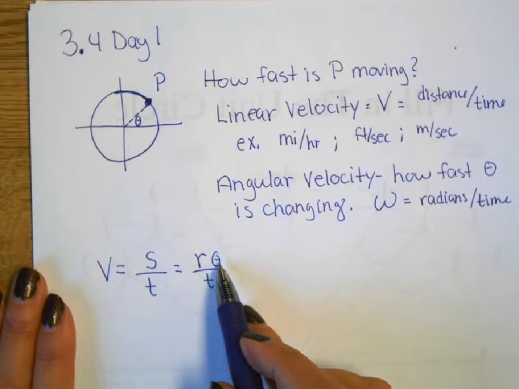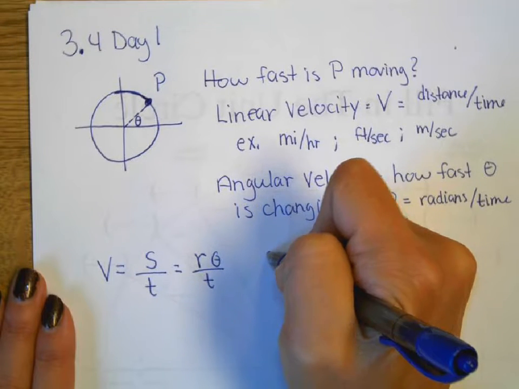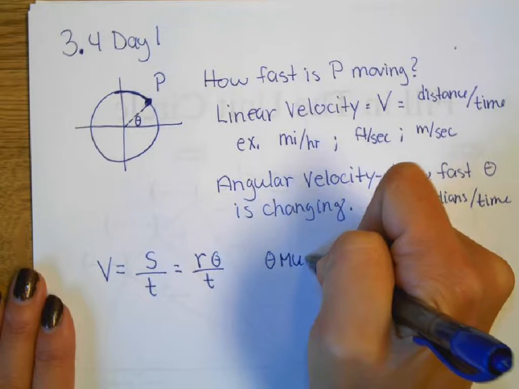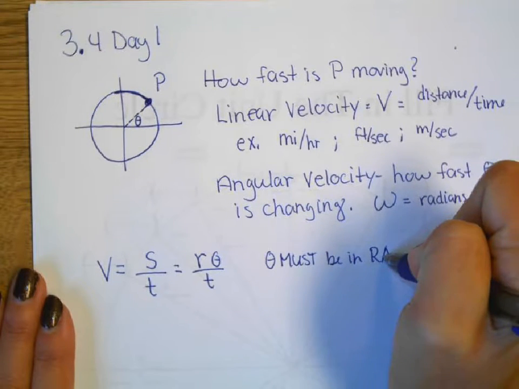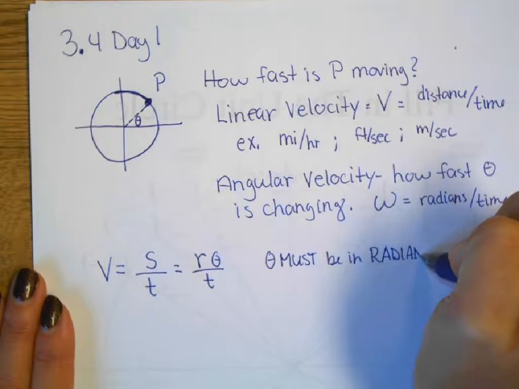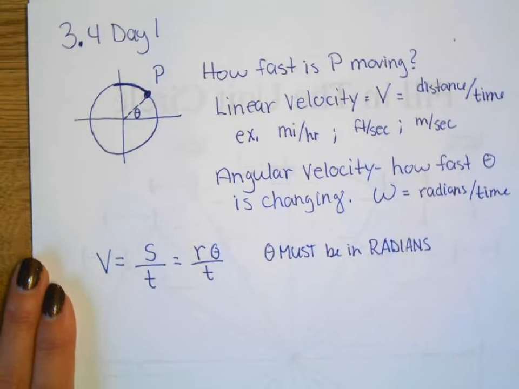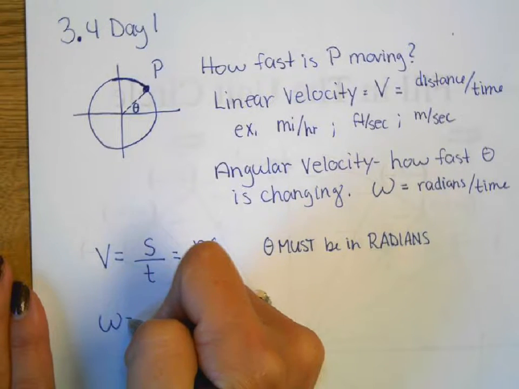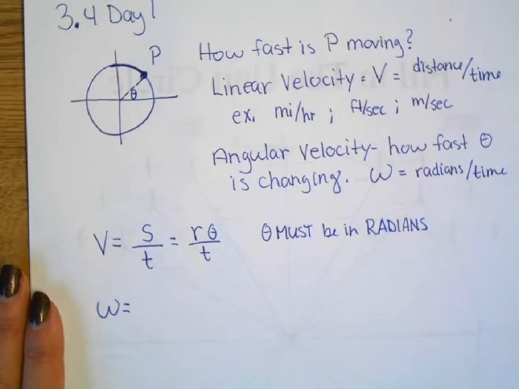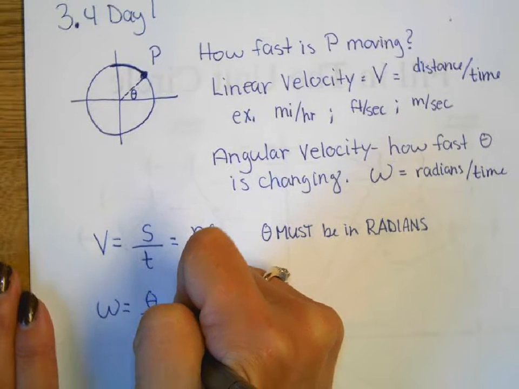What do you have to remember about theta? It has to be in radians. So if they give you degrees, we have to convert, just like on today's quiz. Theta must be in radians. Now, angular velocity was the W, and I told you it was just radians over time, so this one's just theta divided by time.